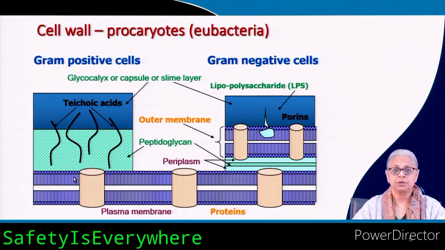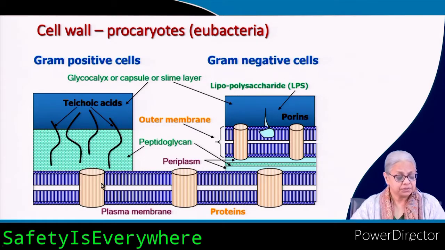So the plasma membrane is common to all bacteria. It's there in archaeobacteria, it's there in bacteria, and it's there in gram-positive, gram-negative. All of them have a plasma membrane. It's the layer outside the plasma membrane which has differences. The gram-positive cells have a thick peptidoglycan layer, and the gram-negative cells have this thin peptidoglycan layer, which is actually a monolayer. And there are spaces between the plasma membrane and the peptidoglycan layer.